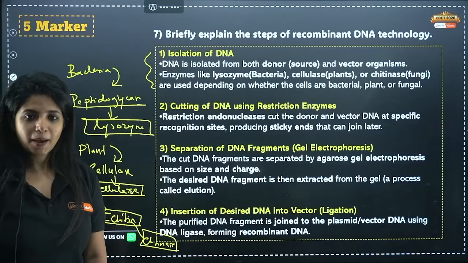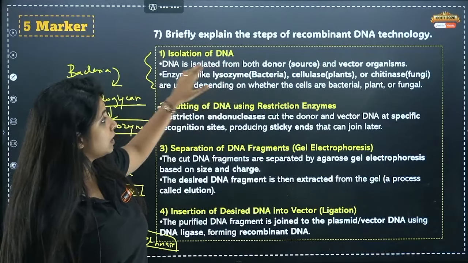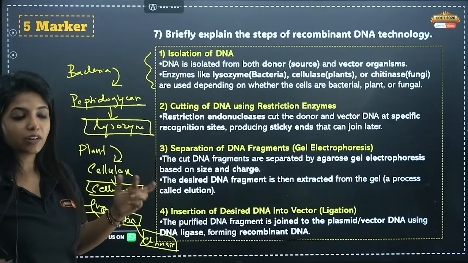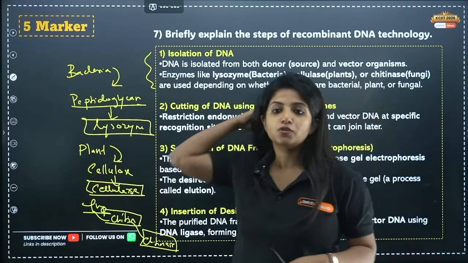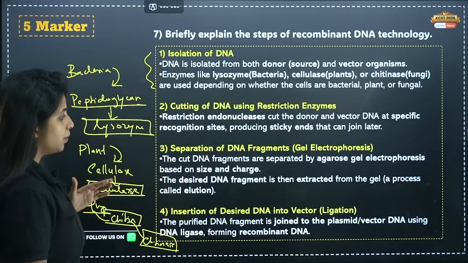So briefly explain the steps of recombinant DNA technology. The first step is isolation of DNA. Basically, after that you also treat it with RNase to break down the RNA once you get inside the nucleus, and you also take the help of protease to break down the proteins, and finally use chilled ethanol to do the separation.